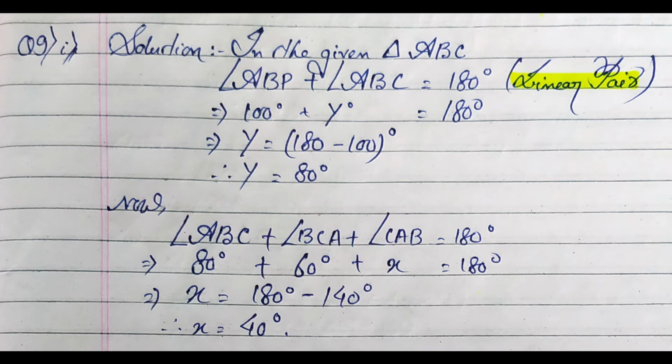Now, 60 degree is given to you. You have found out that y is equal to 80 degree, and from the theorem of the sum of the three angles of a triangle equal to 180 degree, you can find out the value of x, or the magnitude of x, as 40 degree.